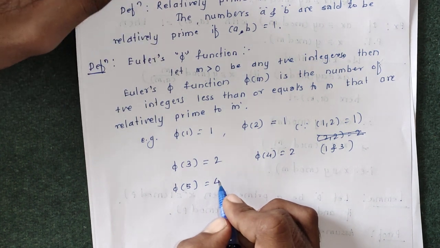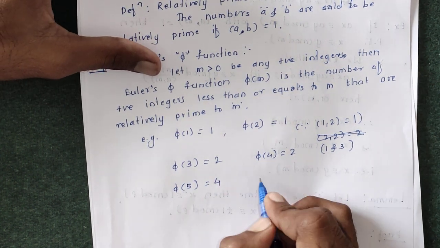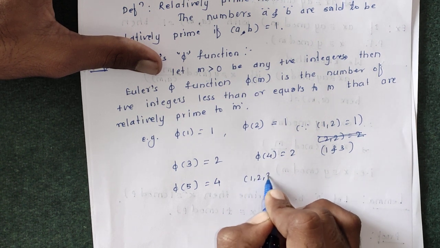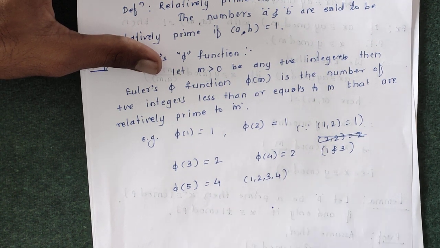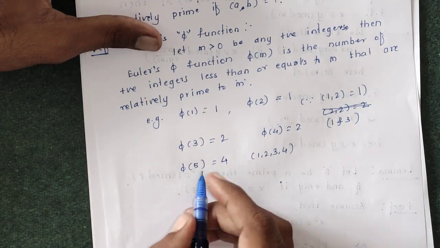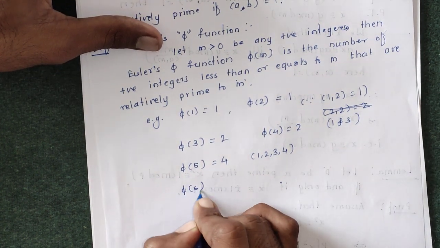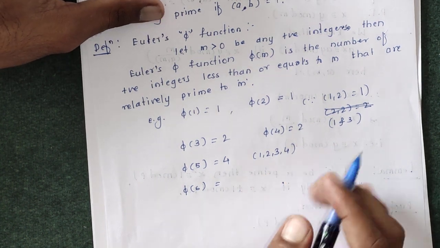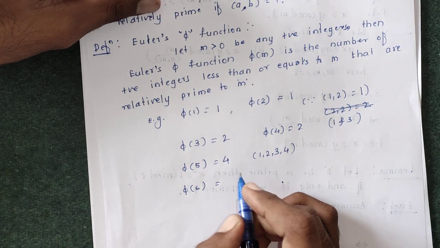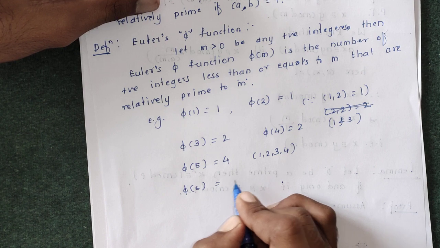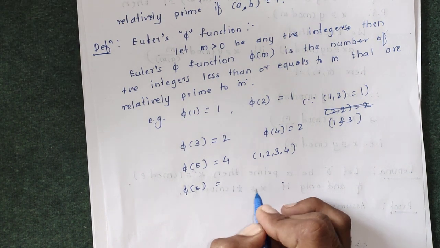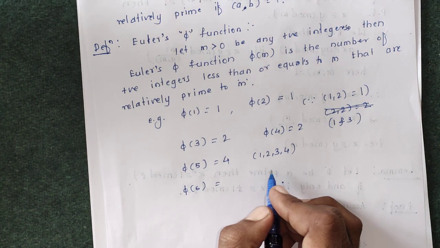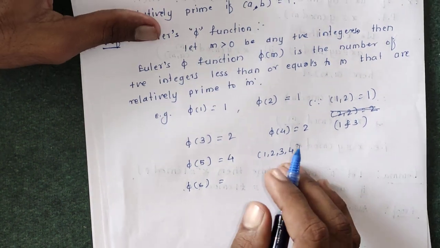So phi of 5 must be 4, since the relatively prime numbers are 1, 2, 3 and 4. All 4 numbers are relatively prime to 5. Now for phi of 6, the positive integers less than 6 are 1, 2, 3, 4, 5. GCD of 1 and 6 is equal to 1, GCD of 2 and 6 is equal to 2, GCD of 3 and 6 is equal to 3, and GCD of 4 and 6 is equal to 2, since 2 divides 4 and 2 divides 6.